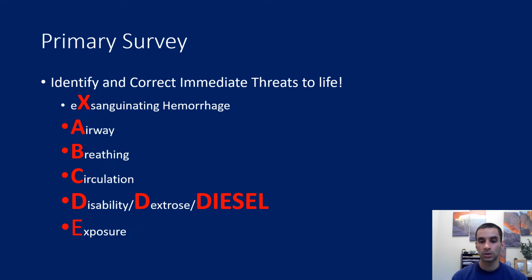Now, I mentioned a lot of trauma examples as I was talking through this, but this also applies to medical patients, right? You can run through this on a patient with chest pain and say, well, no exsanguinating hemorrhage, airway's intact, breathing is labored, circulation, he's clammy, he's got poor distal pulses. I'm worried that he could be in cardiogenic shock from his heart failure. Remember we talked about shock last time. And you can go through it that way.